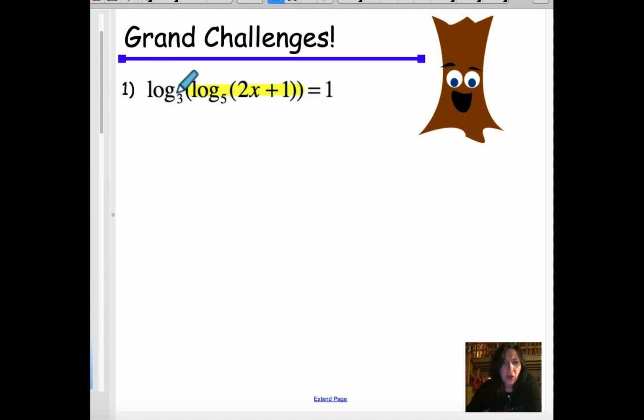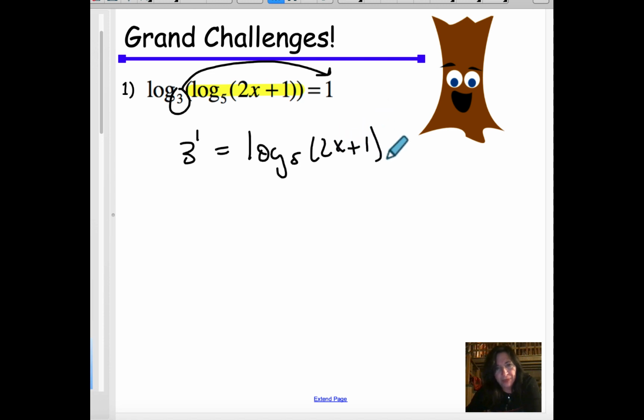Okay, so when I go base to across the equal sign, it's going to go 3 to the 1 power equals that quantity, which is log base 5 of 2x plus 1. Now, you're going to do this again. I'm going to rewrite this. Watch. Log base 5 of 2x plus 1 equals 3. So I'm going to do that again. I just flip-flopped them. So now I'm going to go base to across the equal sign.